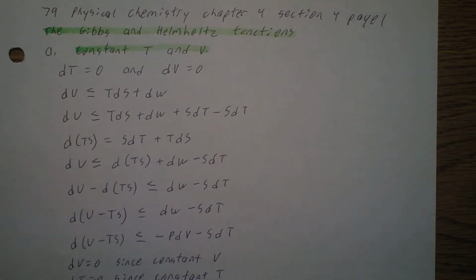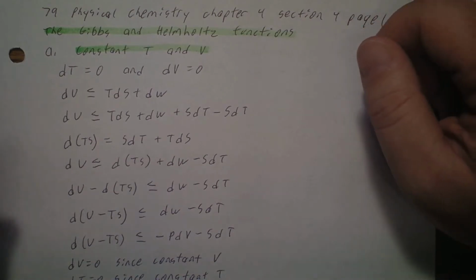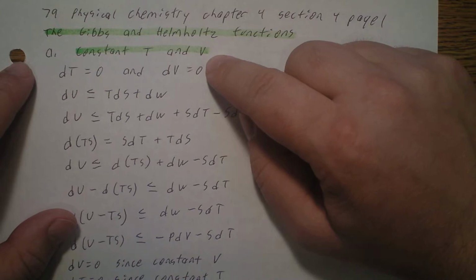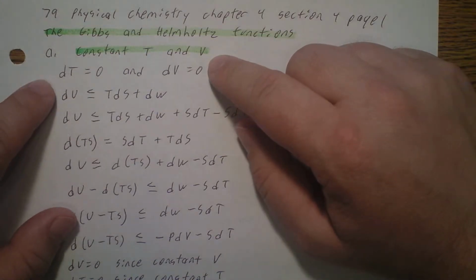Physical Chemistry, Chapter 4. We're beginning Section 4 now. We're going to talk more about the Gibbs and Helmholtz functions that we defined earlier in this chapter. Now first we're going to talk about constant temperature and volume.